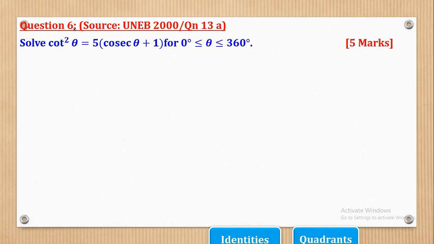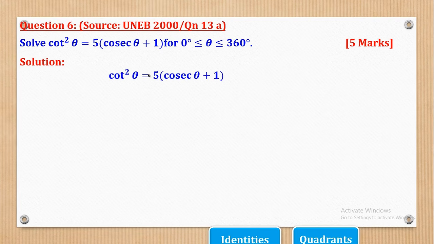Now we shall go to question 6, which came from UNEB 2000, paper 1, question 13a, and it says, solve this equation for values of theta ranging from 0 to 360. So we are going to first rewrite the given equation. Then we look at this.